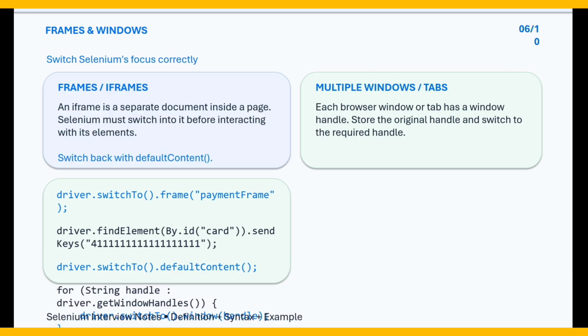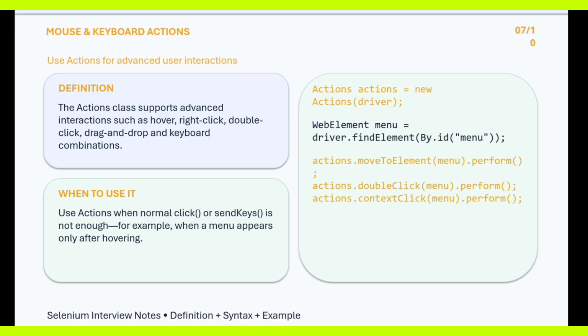Now let's look at advanced mouse and keyboard interactions. Sometimes a normal click or send keys isn't enough. For example, imagine you need to hover over a menu and then select an option, or you need to perform a right click or double click. For these advanced interactions, Selenium provides the Actions class.